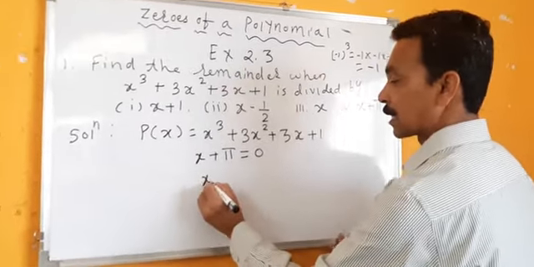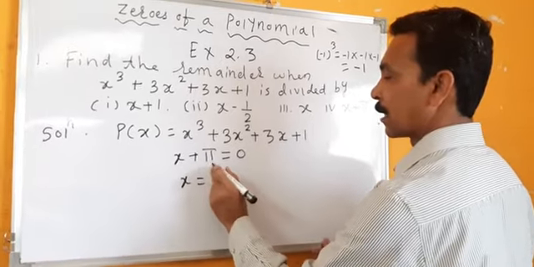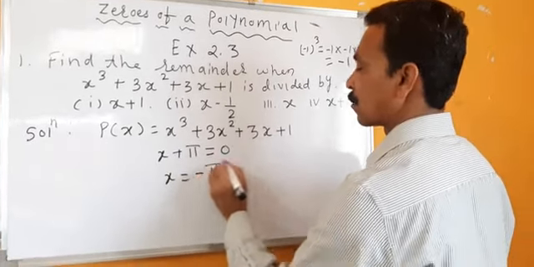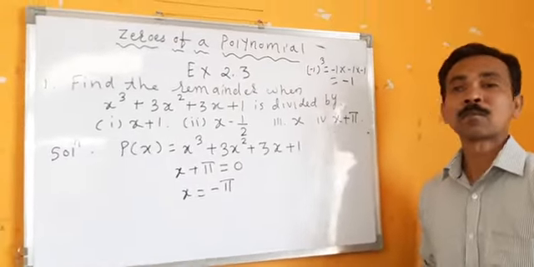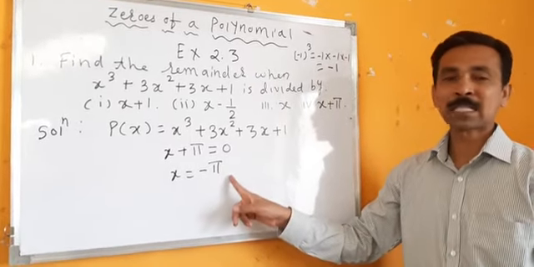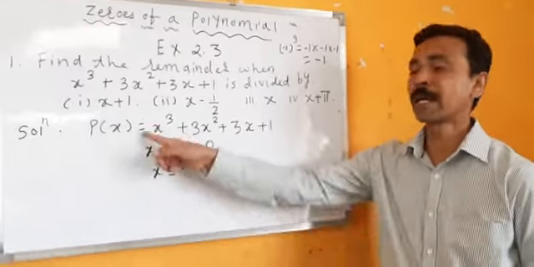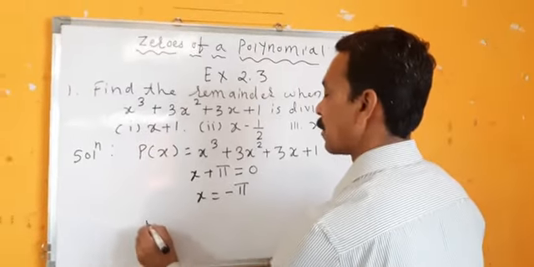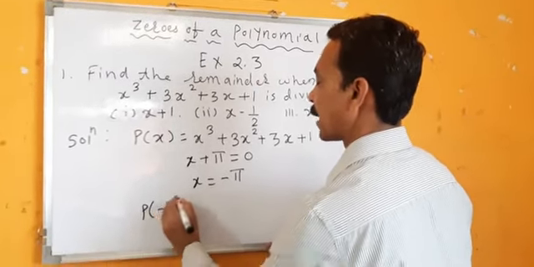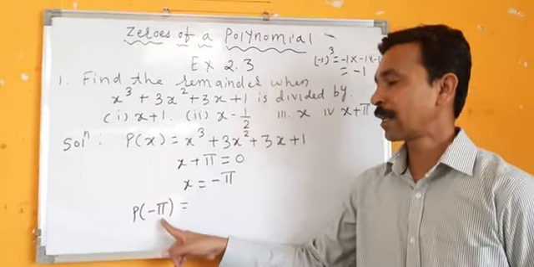Right? So x is equal to pi goes on the right hand side and becomes minus pi, because this is 0. 0 minus pi is minus pi. Now place the value x is equal to minus pi in P of x. So it becomes P of minus pi. You understood why I have taken minus pi?